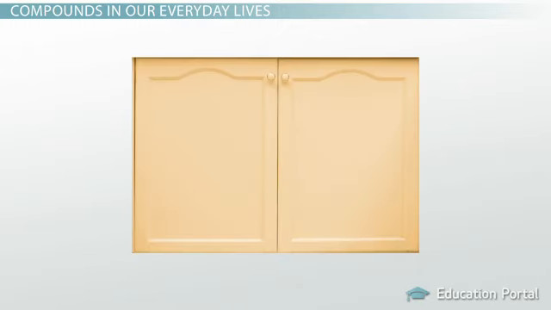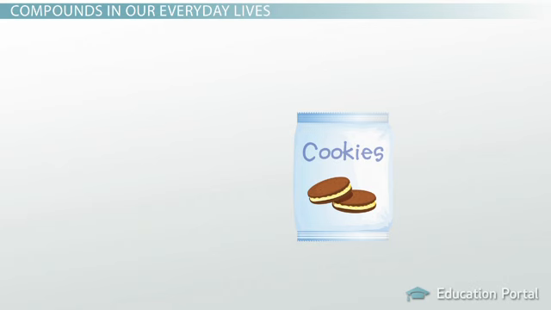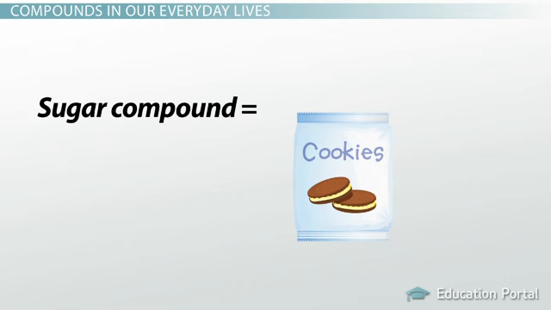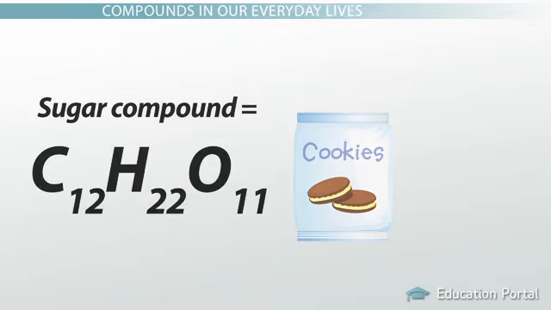Perhaps you have a box of cookies in your cupboard as well. Next time you eat cookies, you should say to yourself, this sugar compound sure tastes great. Sugar is a compound built from 12 carbon atoms, 22 hydrogen atoms, and 11 oxygen atoms.